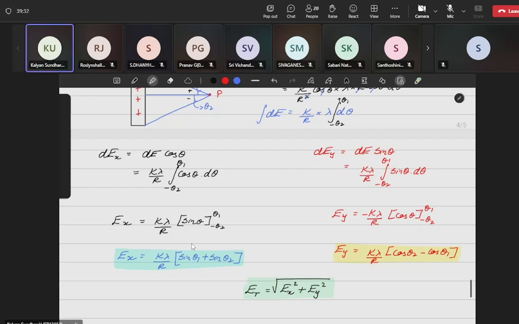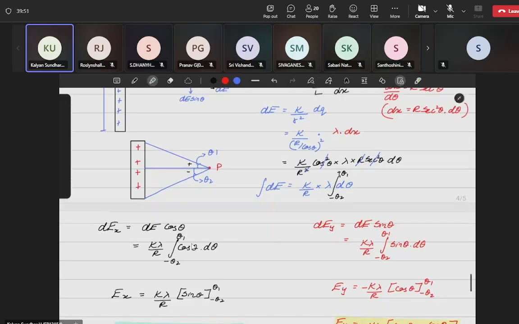And you have to know about all the details. What is K? The dielectric constant, 1 by 4 pi epsilon naught. And what about this lambda? Q by L, total Q by total L. And the rest, all the radius, sin theta 1, sin cos theta 1, all remains the same. Now, how will it be for an infinite wire?